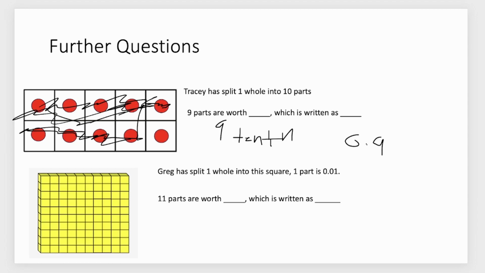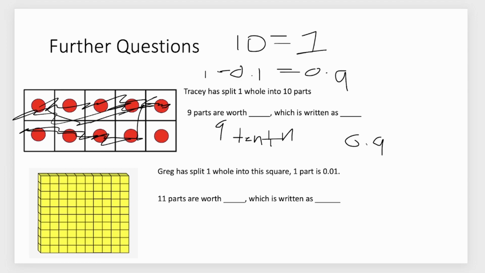0.9, because we know that 10 of those parts equals one whole, right? 1 whole. So we could just minus our 0.1 off of this. So 1 minus 0.1 gives us our 0.9 there, which is our answer.